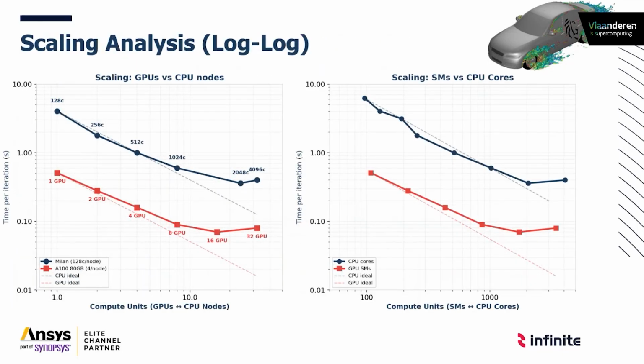Then if you look at the linear scaling, both on GPU and CPU side, on the left, we compare the GPUs with the CPU nodes. Then we see that the CPU curve in navy tracks the ideal line more or less until 1000 cores. And the GPU is more or less plateauing at 8 GPUs. On the right, I shifted the graph a little bit and I looked at the compute units.